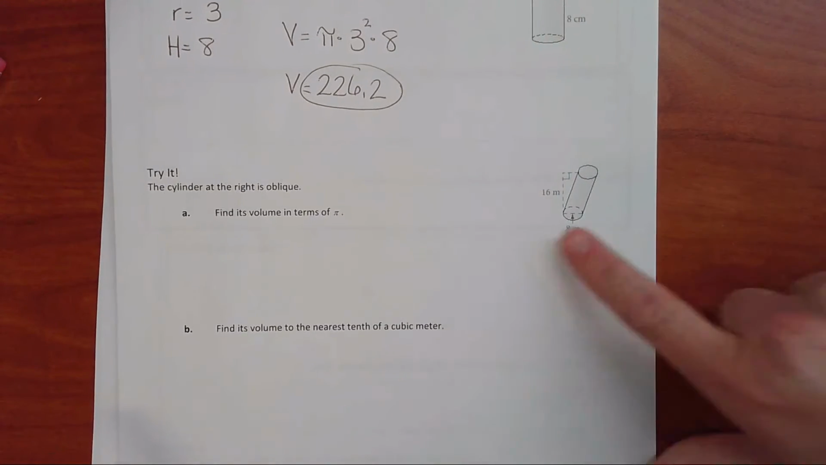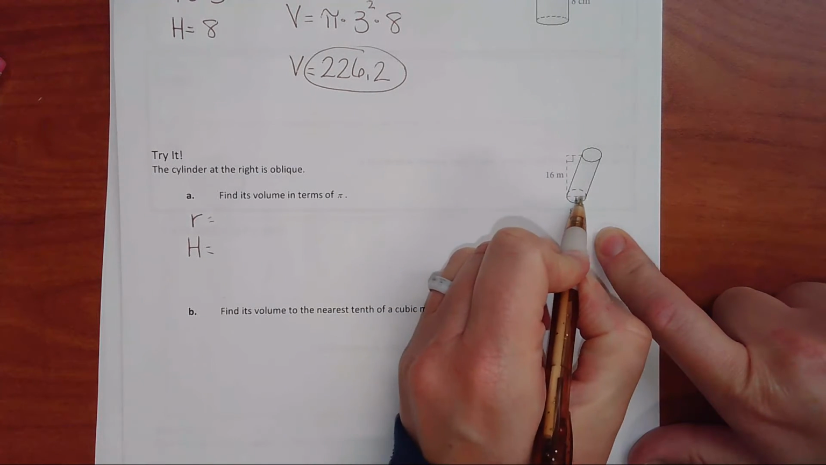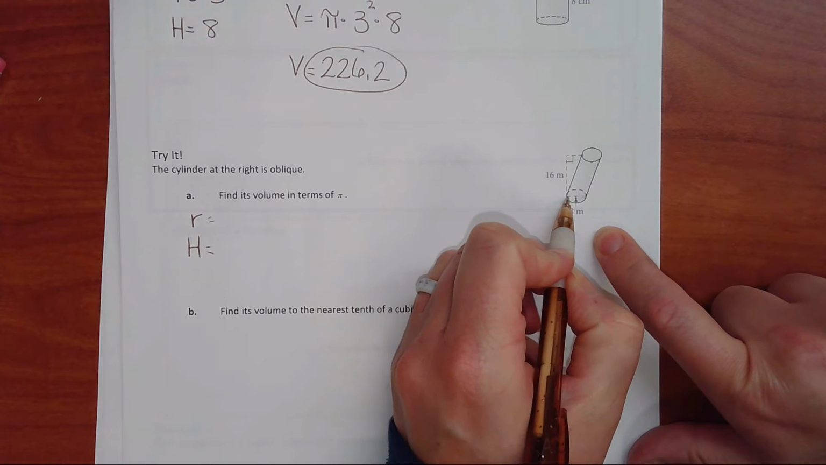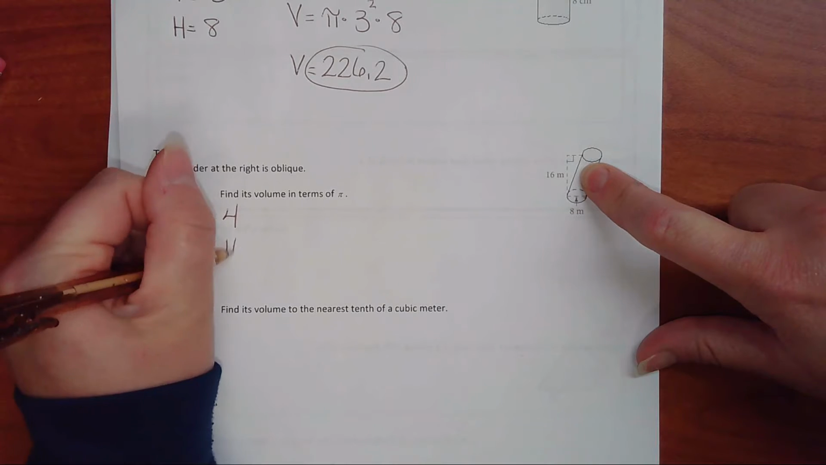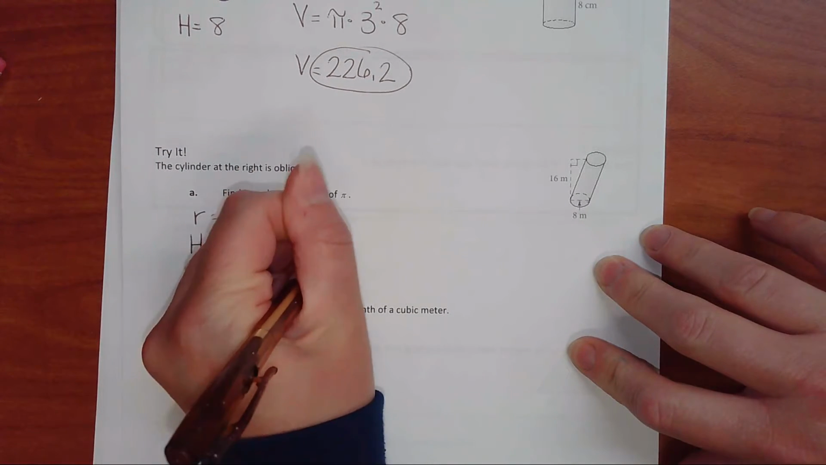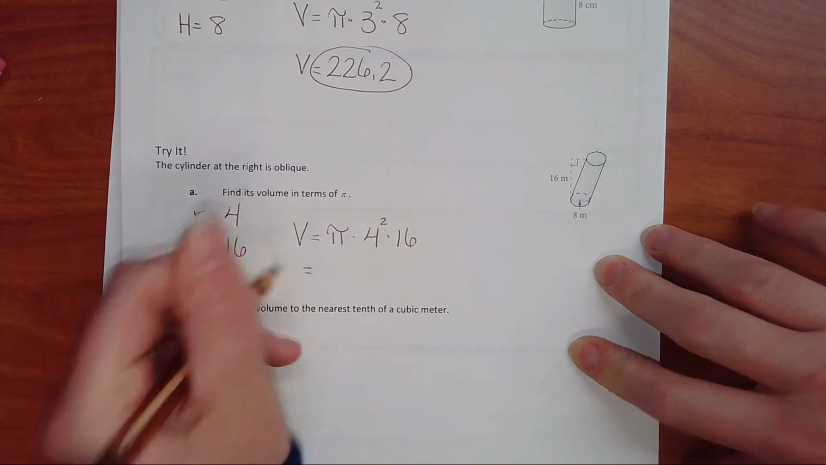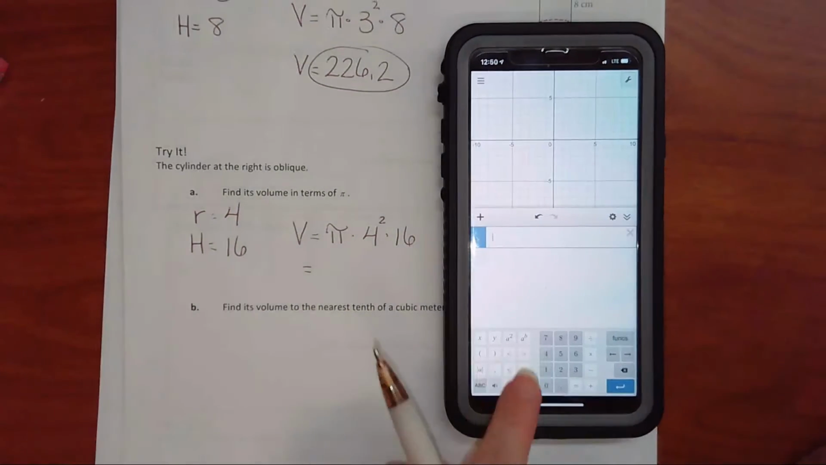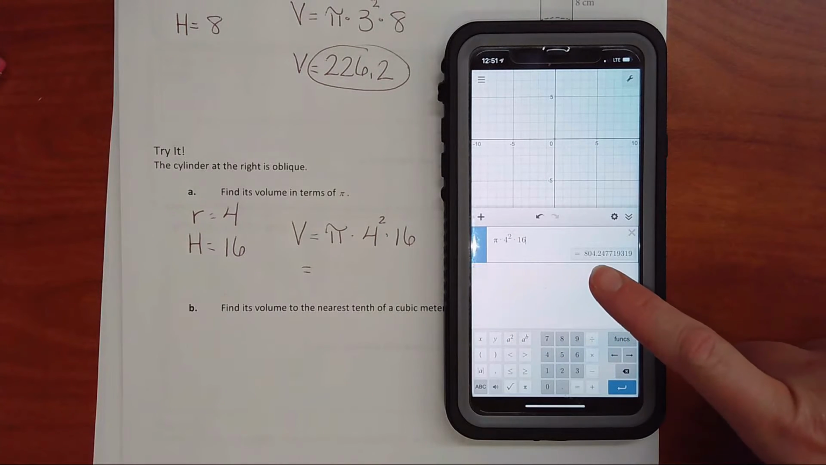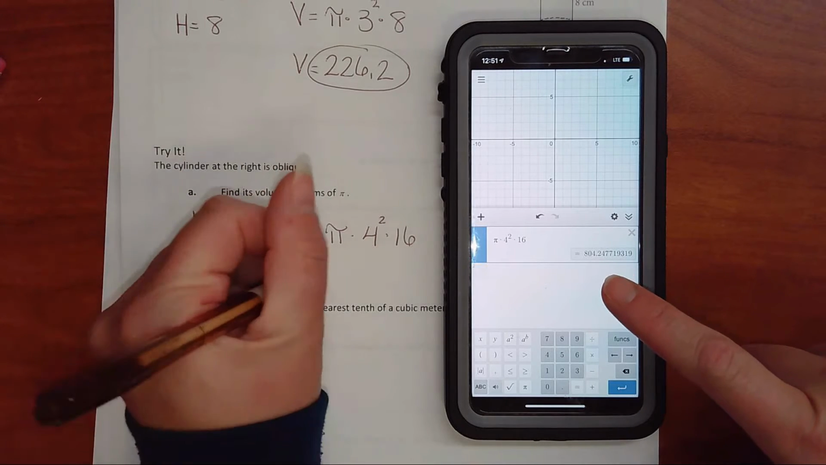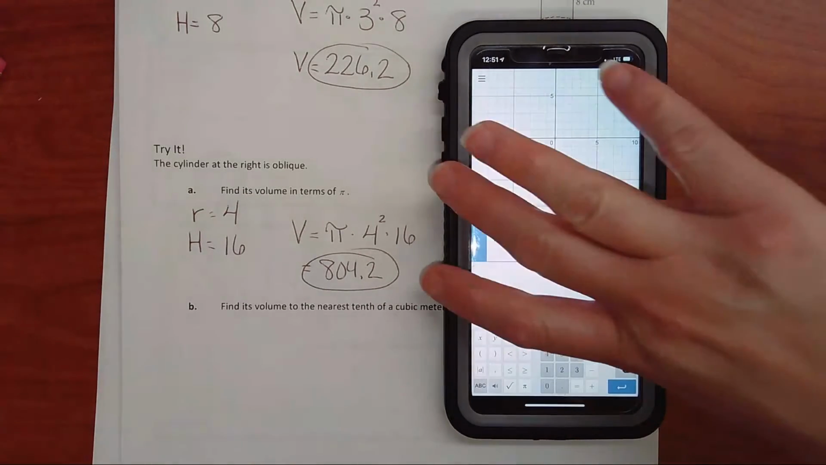If we take a look at this one, so again, we need the radius and we need the height. Here they give you this length all the way across. That's the diameter. We want the radius, so take the 8, cut it in half, and then the height is 16. So for the volume, we do pi times 4 squared times 16. So pi times 4 squared times 16. And again, round to 1 decimal place, so 804.2. And that is it for cylinders.